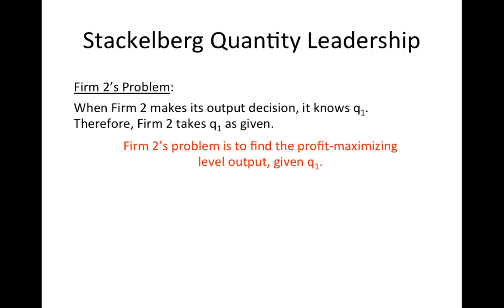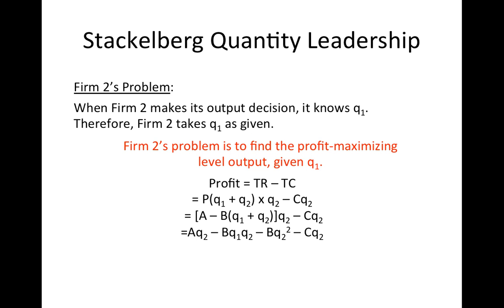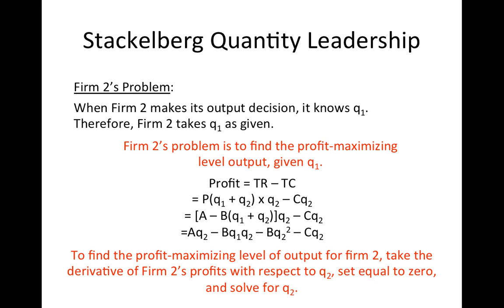To solve this problem, we will start by writing down Firm 2's profit equation, which will be total revenue minus total costs. Total revenues are price times quantity, with the equation for the market price given by the market inverse demand function. Total costs are simply the per unit costs multiplied by output. To maximize profits, take the derivative of Firm 2's profits with respect to its output level, set equal to 0, and solve for Q2.